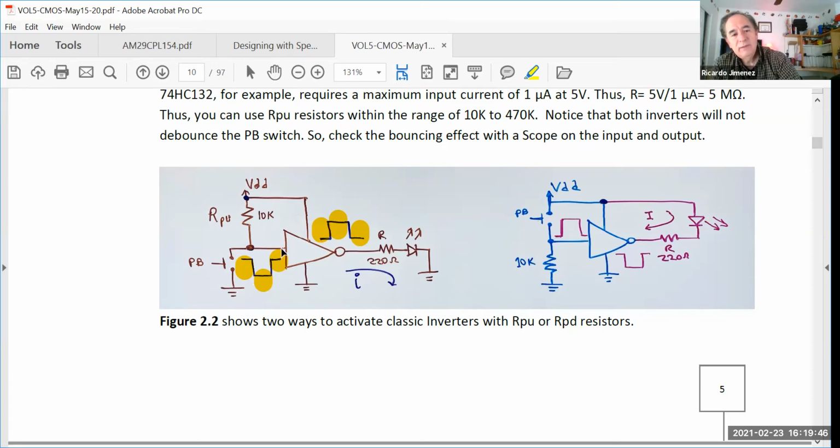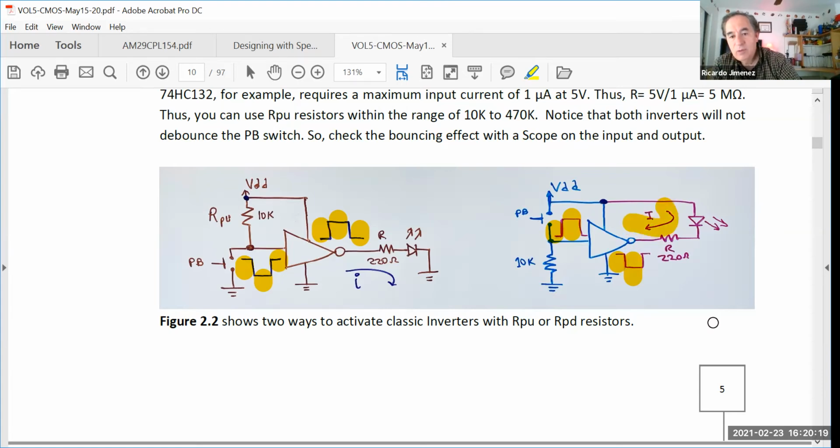If you want the opposite to happen, like when the switch is released you want a 0, you have to place a pull-down resistor to ground, and the switch here. So it is open, you have a 0 because of the pull-down resistor. And right here you have a 1. Now when you press the switch, you apply a voltage, and the output becomes 0.